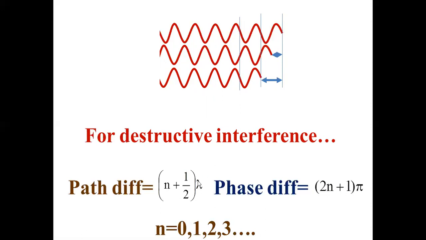So you take this and put it in the formula, phase difference equals 2 pi by lambda into path difference. You will get this equation, 2n plus 1 pi. I will do it in the next class. I forgot to do that part of the equation in this slide. In the beginning, I will explain it and then move on. So if the path difference is n plus half lambda and the phase difference is 2n plus 1 pi, where n equals 0, 1, 2, 3, then it is destructive interference.